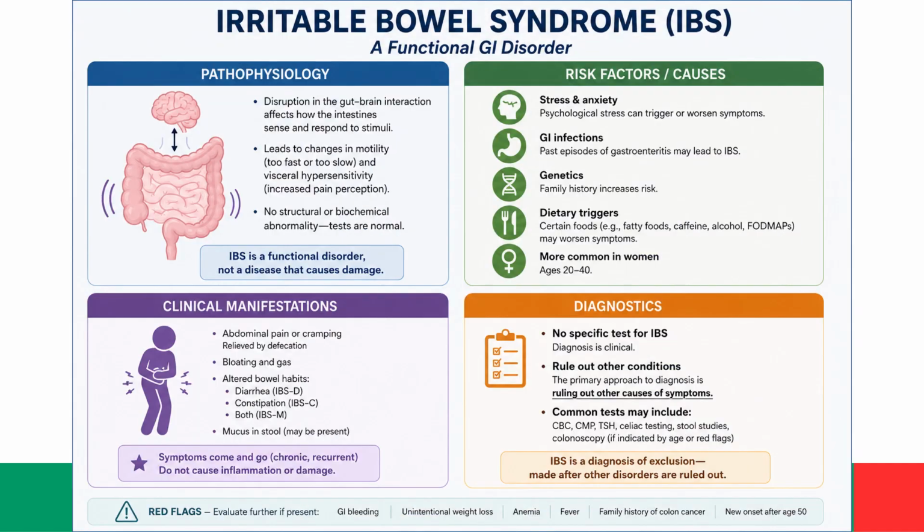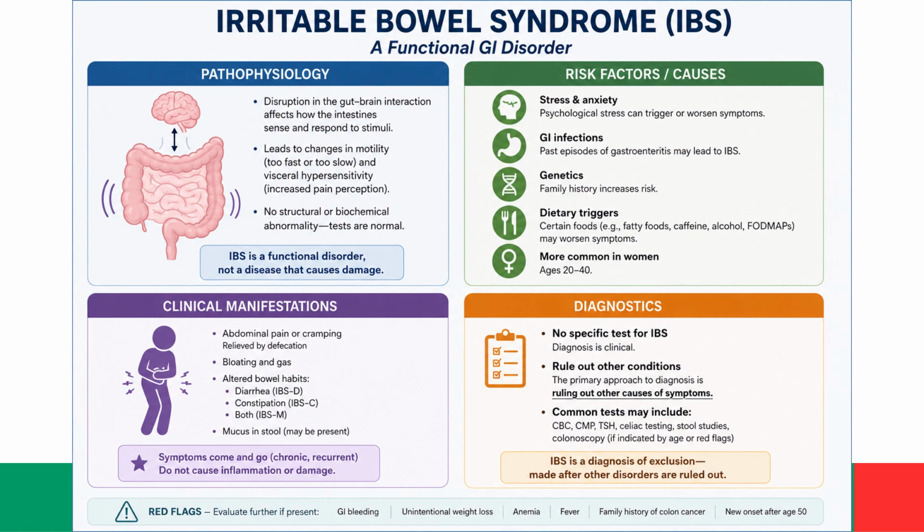Next, we're going to talk about irritable bowel syndrome, or IBS. The first thing I want you to understand is that IBS is very different from inflammatory bowel diseases we'll discuss. IBS is considered a disorder of gut-brain interaction, sometimes described as a functional GI disorder. That means the patient can have very real and sometimes significant symptoms, but we're not seeing the type of structural inflammation, ulceration, or tissue destruction that we do see with Crohn's disease or ulcerative colitis.